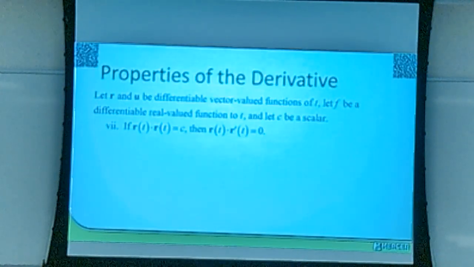So if you dot a vector with itself and you get a constant value, then the tangent, because that's what R prime represents, right? The tangent is actually normal. It's perpendicular to the original curve. That's what the dot product is, right? The perpendicular.